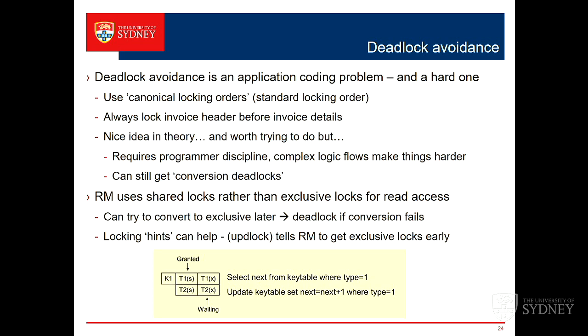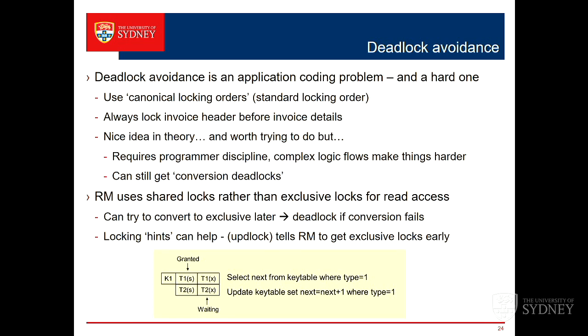It's good to define canonical locking orders, standard locking orders. For example, we can say we're going to be updating invoice stuff. So we have a rule which says if you're working on an invoice, you must lock the invoice header record. Once you've locked the invoice header record, you can update invoice detail items. But you've got to do it in that order.